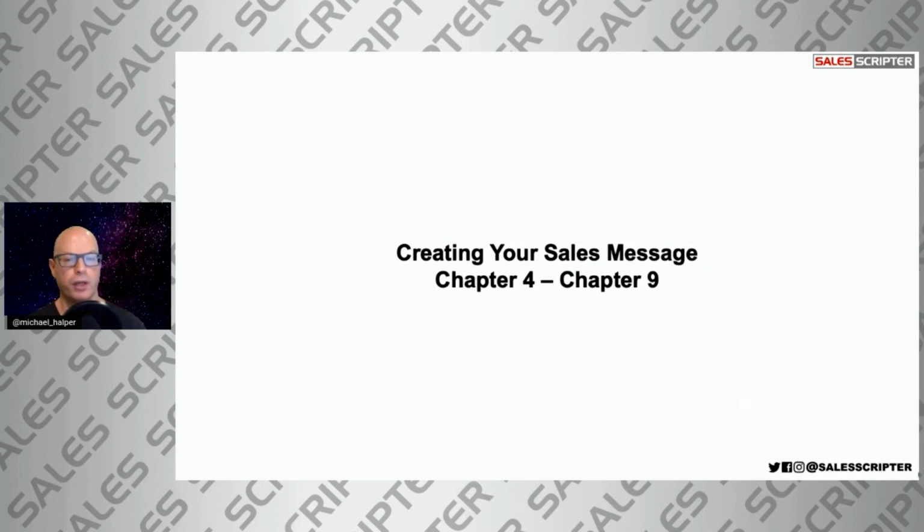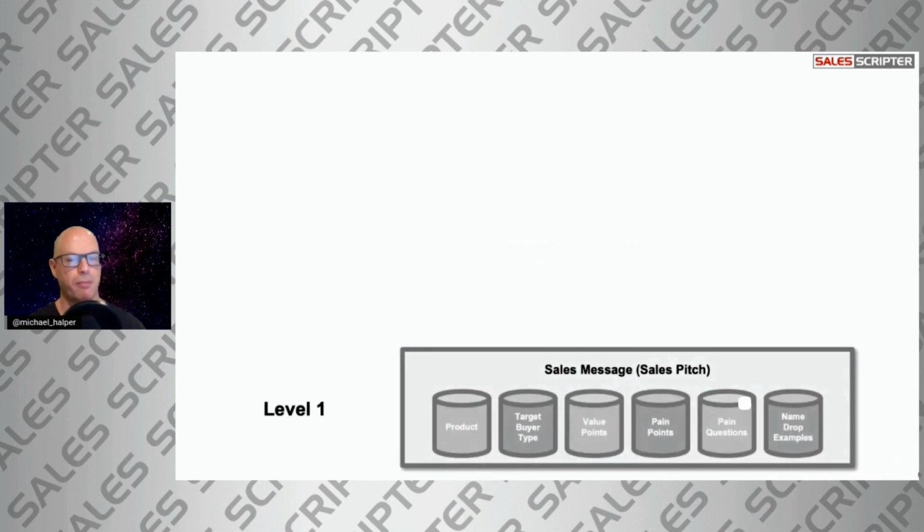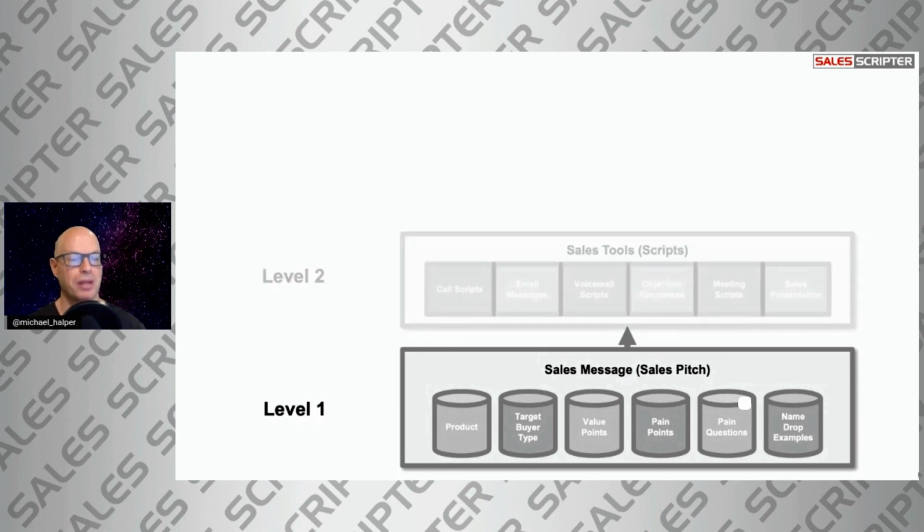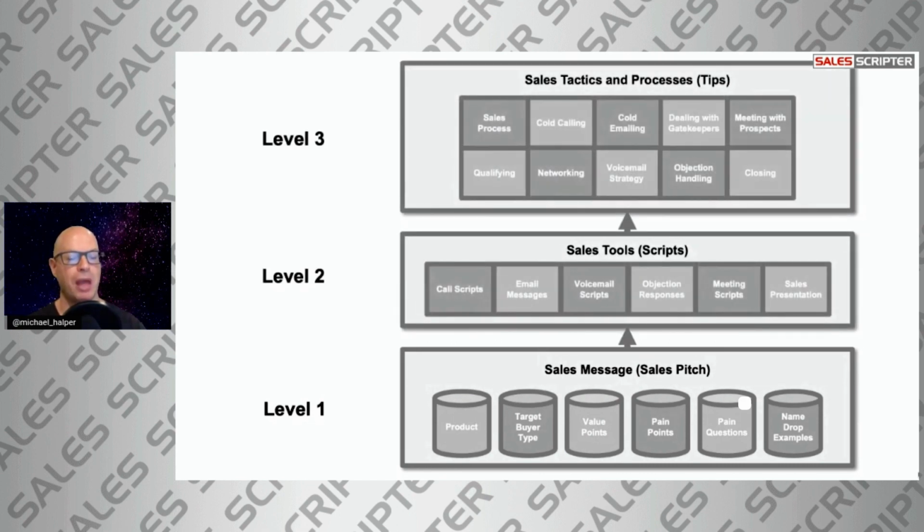Today, we are going to take you through a process that you can use to create your sales message. And to take a step back, we are actually going to create your sales message, not your sales script, because to take a step back to where we left off talking about the smart sales system, the smart sales system is a 3-level system. And level 1 is to create your sales message.